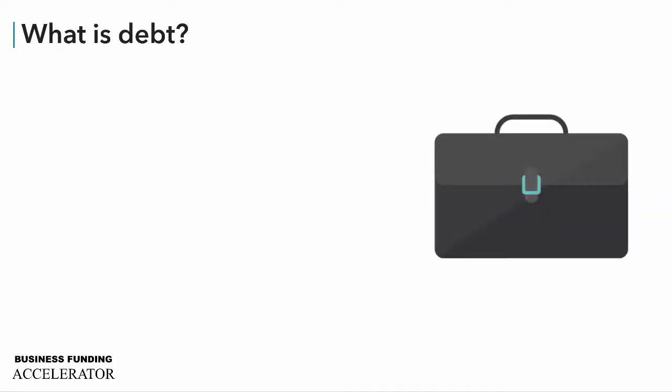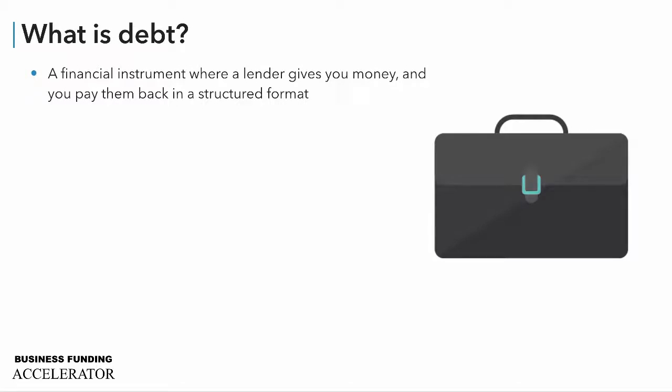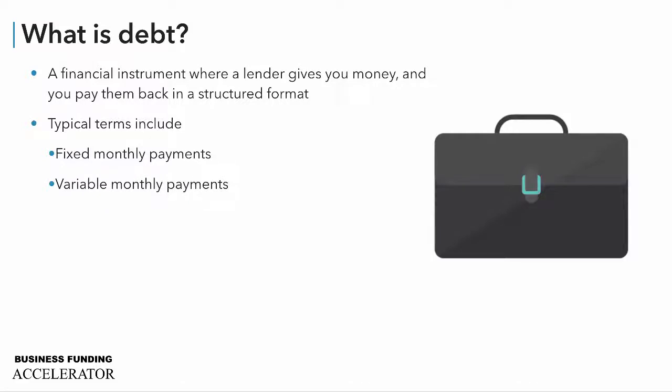So what is debt? Well, debt is a financial instrument where a lender will give you money and you will pay them back in a structured format. And typical terms might include fixed monthly payments, just like a mortgage or a personal loan. They could be variable monthly payments where you owe them based on success or sales of the company or on a floating interest rate. Percentage of sales or profits is another way to pay back debt.